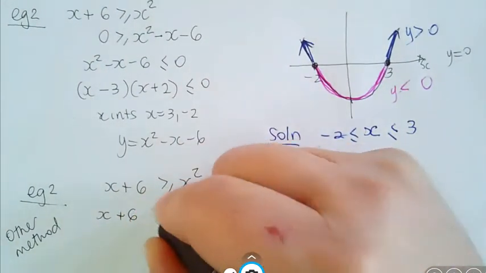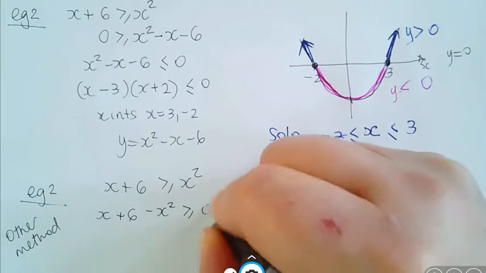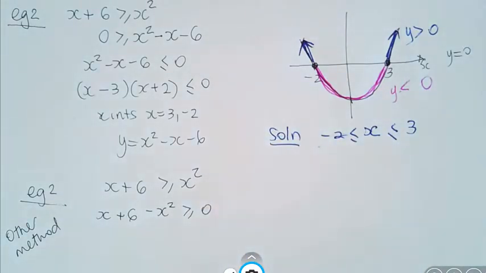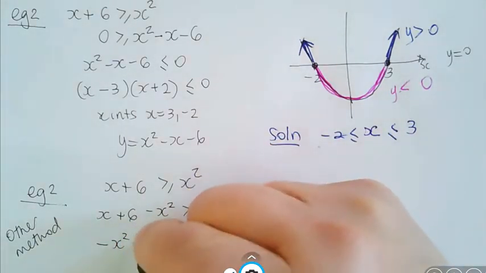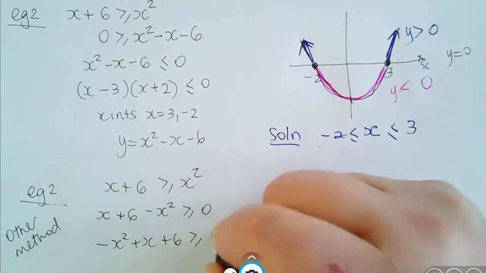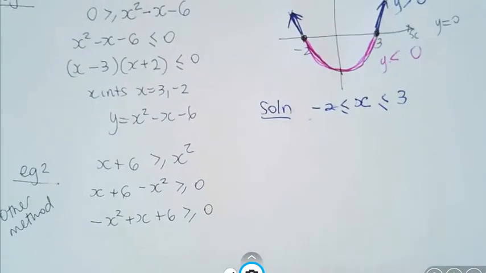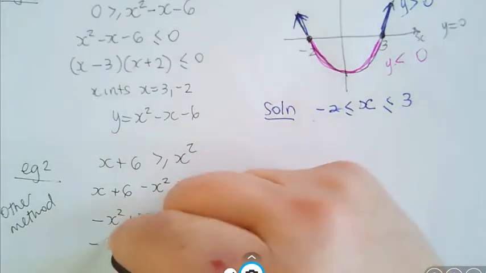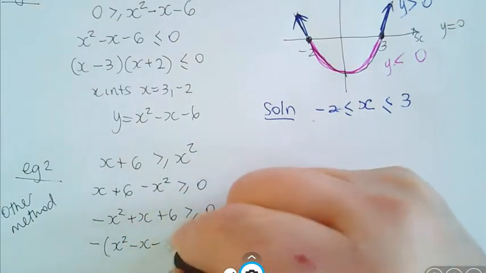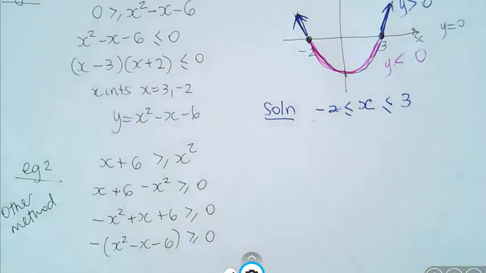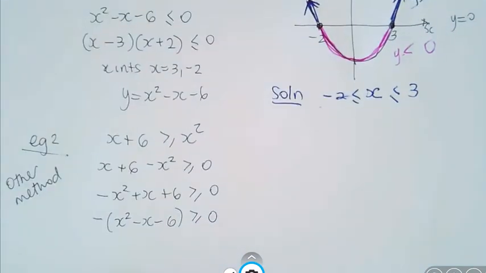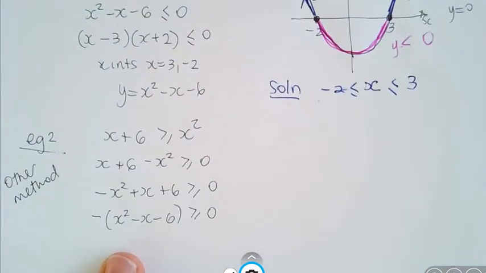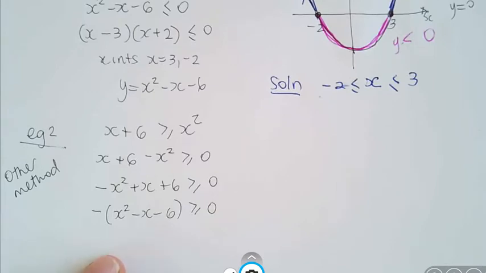X plus 6 minus x squared is greater than or equal to 0, right? Isn't this then negative x squared plus x plus 6? What you could do if you want to do this is take out the negative and then factorize. You okay with that? Be careful if you're going to do this, right? So I'm showing you another method of doing this.